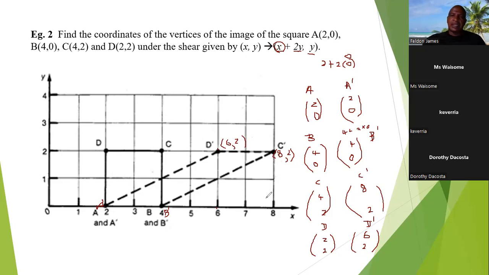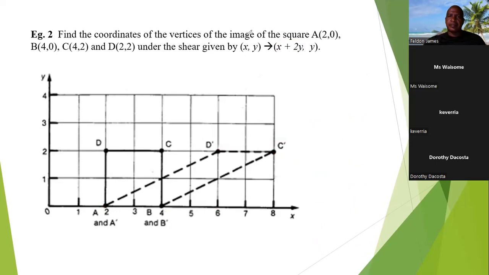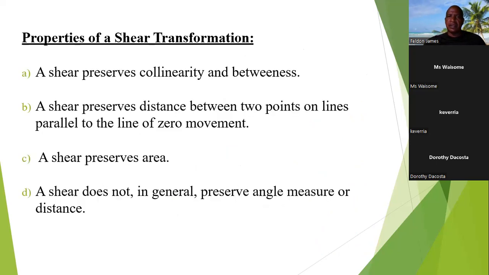All right, so this is a shear along the x-axis because the x-coordinate of the image is what is affected, all right? Any question, guys? All right, let us move on.